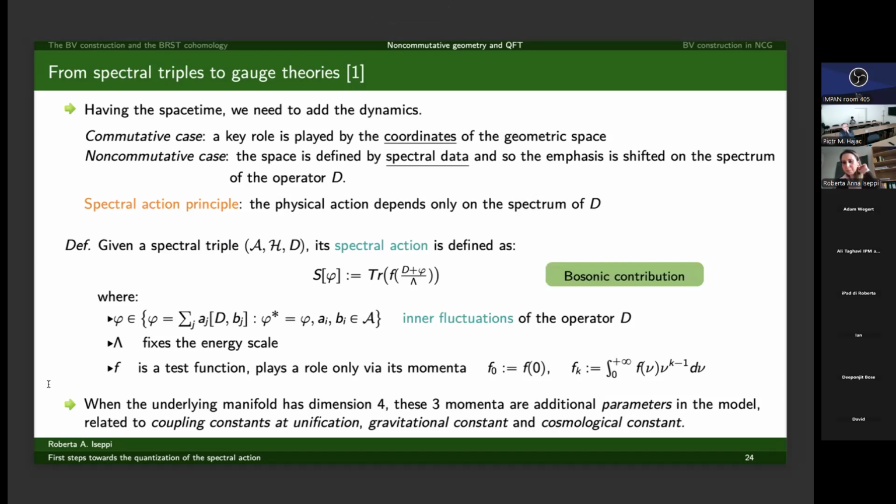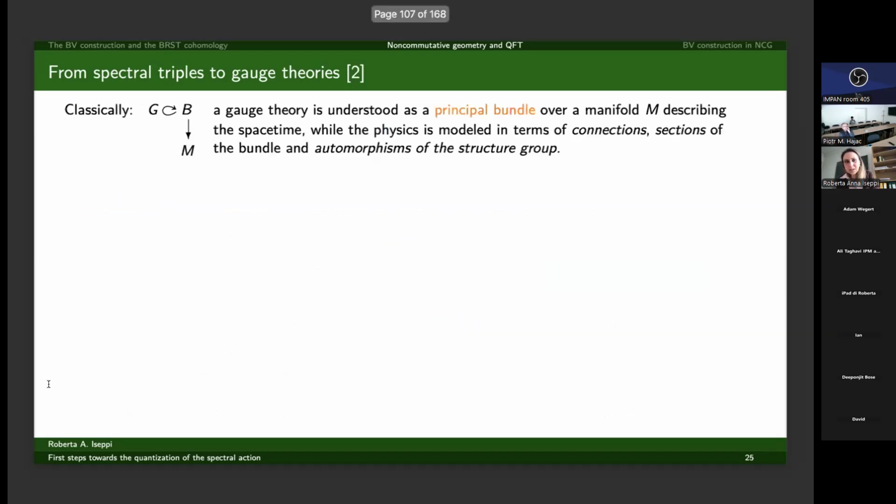So the other thing to remember is that this is just the bosonic contribution. So gauge theories, of course, if one speaks about gauge theory, probably has something else in mind. Because classically, a gauge theory is understood as a principal bundle over a manifold, your space-time, and you speak about connections, sections, and the automorphism of the structure group. So these are the ingredients.